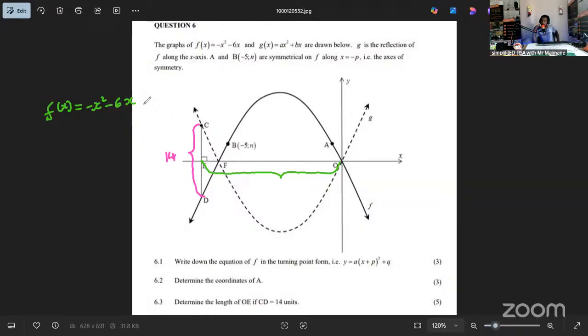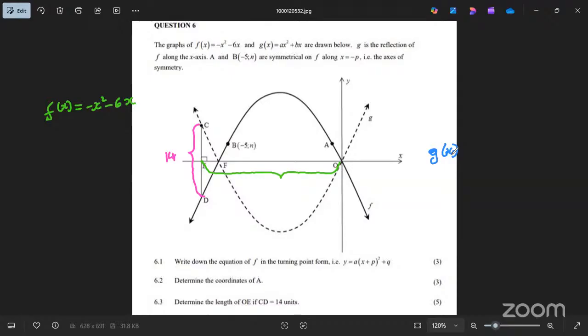What do you think would be the equation of g of x, if it is reflecting f of x? Anyone wants to attempt, given that you are allowed to be wrong? But it's x squared plus 6x.